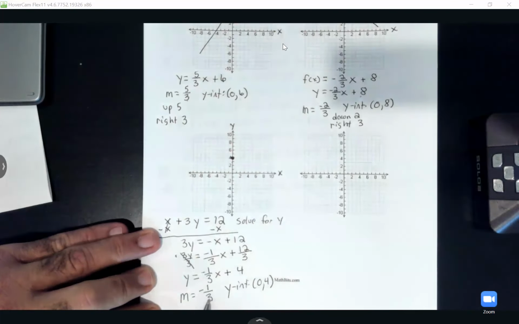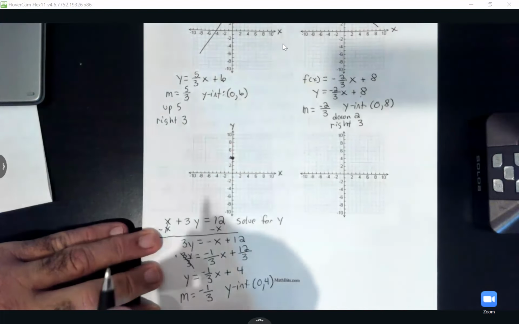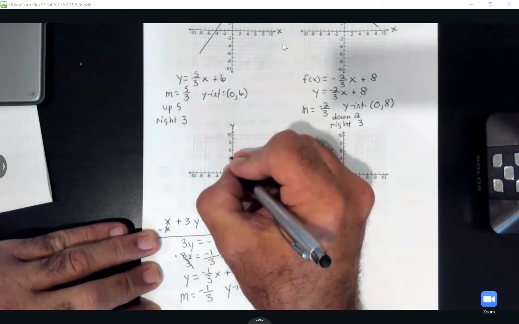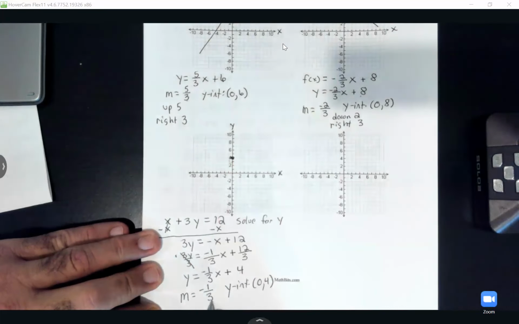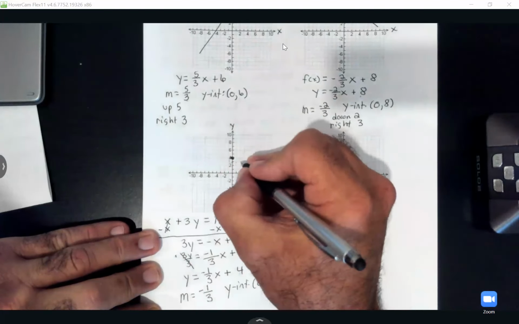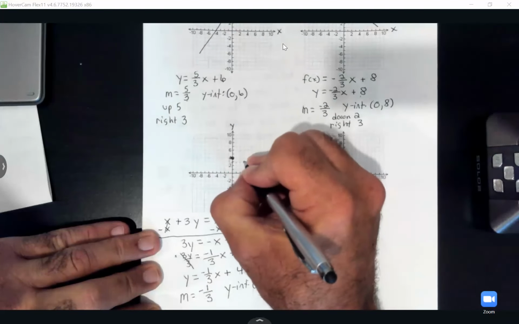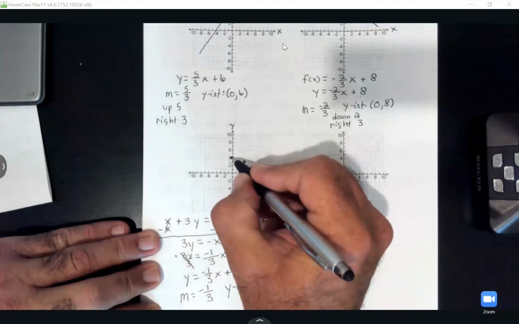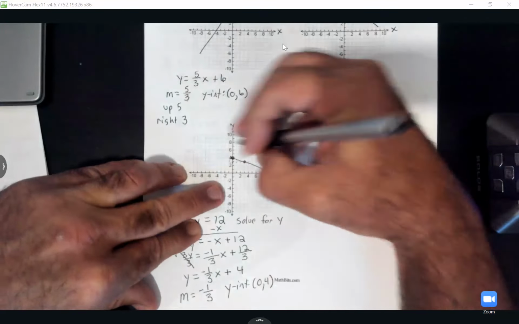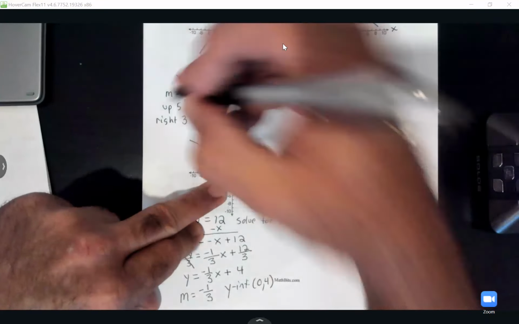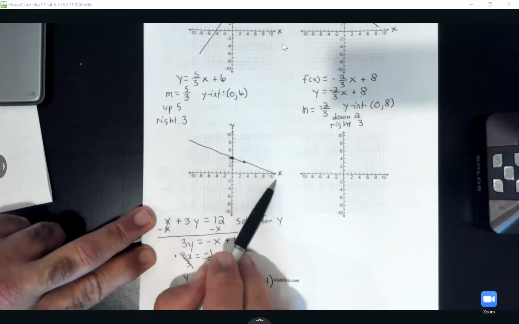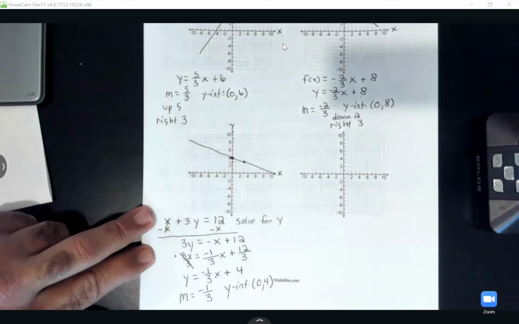Now, -1/3. The top number negative wants me to go down 1. So from 4, I go down to 3. And then right 3. So from 3, I go right 3. 1, 2, 3. So negative slope, down 1, right 3, draw that line. And if you notice, negative slopes, downhill, left to right.